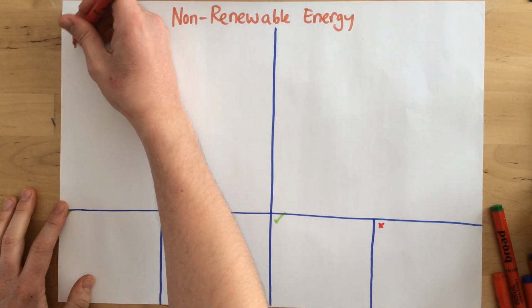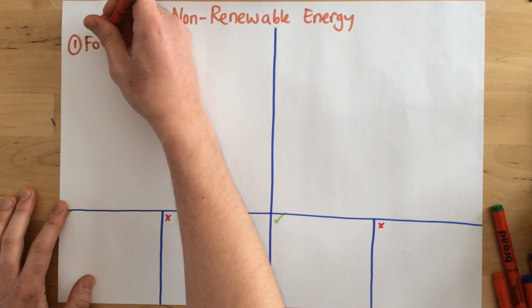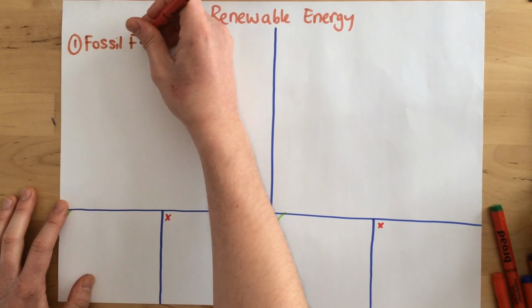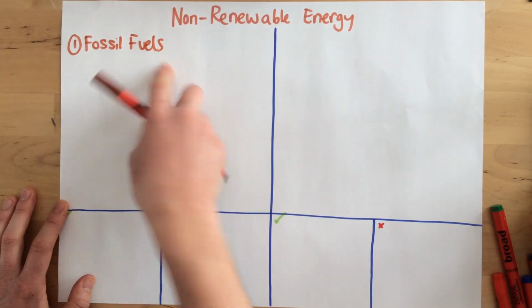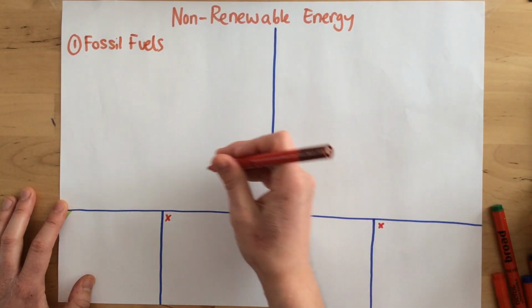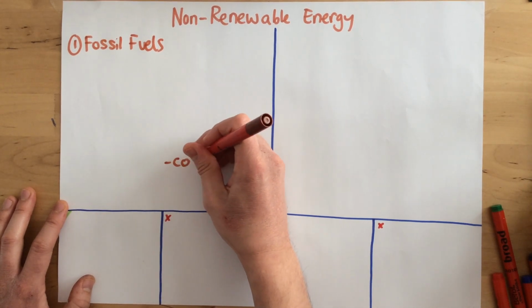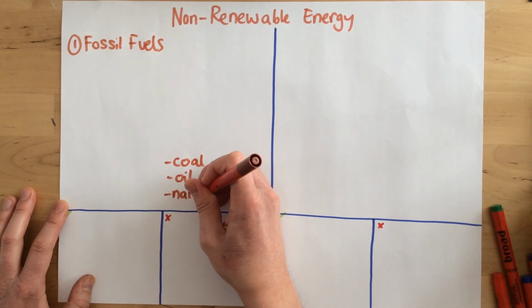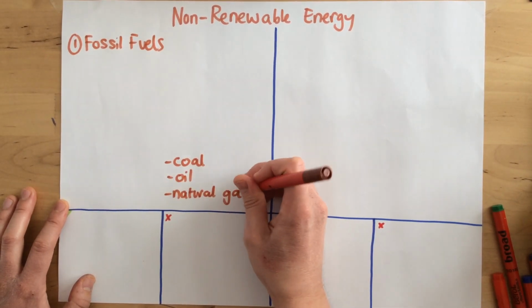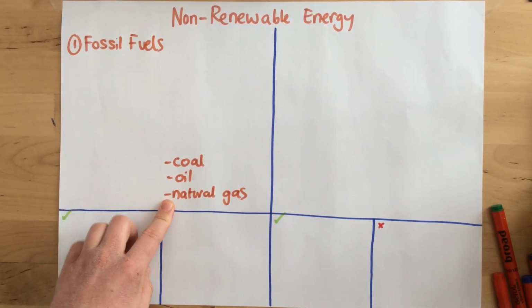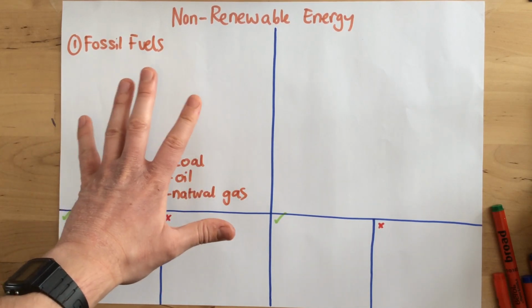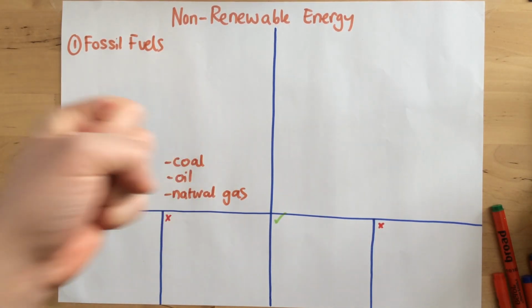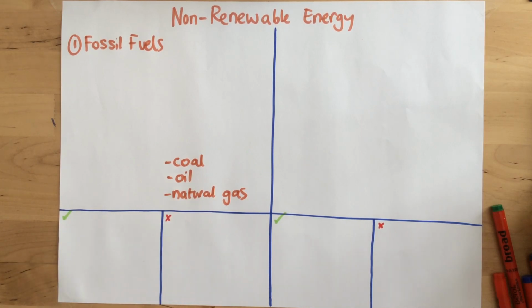So the first type we're going to learn about are fossil fuels. Now fossil fuels, there are three main types of fossil fuel we need to know. They are coal, oil and natural gas. Now all of these different types of fossil fuels take millions of years to form underneath the ground, and they need to be extracted from the ground through mining in order to get hold of these resources.